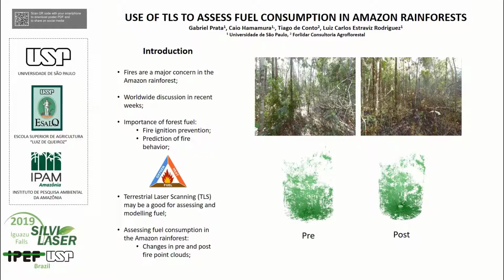Fire consists of three main elements, which compose what we call the fire triangle. Fire needs oxygen, heat, and fuel, and the absence of one of these elements precludes its occurrence. Knowledge about forest fuels enables fire ignition prevention and fire behavior prediction by using fuel characterizations as input in fire behavior models. Terrestrial laser scanning, TLS, appeared in recent years as a novel technology that could provide details from the forest structure and may be good for assessing and modeling fuels.